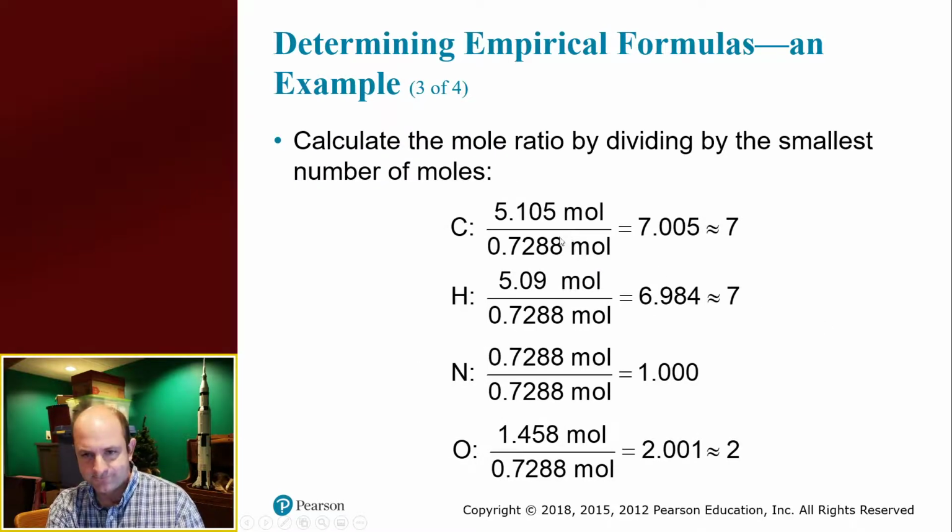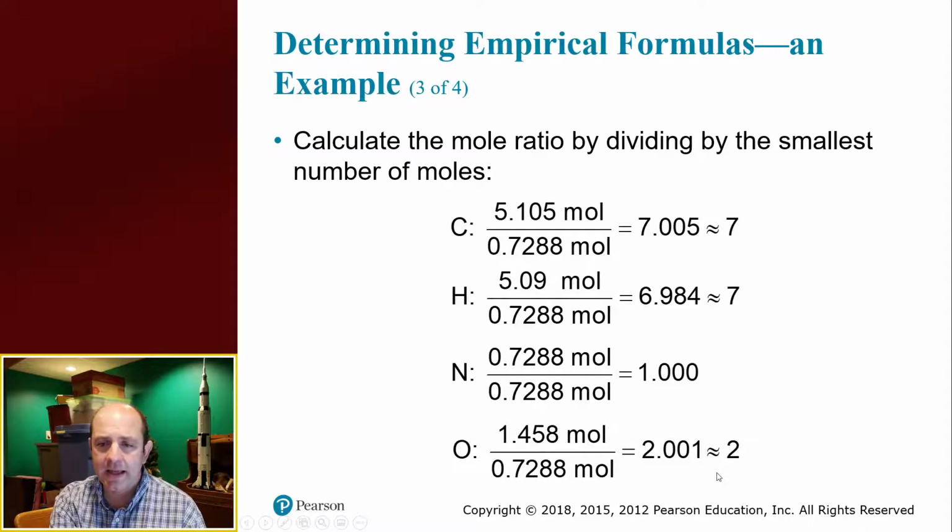The next step is we're going to calculate a mole ratio, and we're going to divide by the smallest number of moles because that sets everything relative to 1. So when we look through those four numbers, the nitrogen at 0.7288 moles was the smallest. We divide everything by that, so it becomes equal to 1. For the others, we also divide it by 0.7288. And what we should get, or hopefully should get, are some things that are very, very close to whole numbers, like these. And some rounding is allowed. So 7.005, yeah, that's 7. 6.98, yeah, that's 7. Yeah, that's 2.